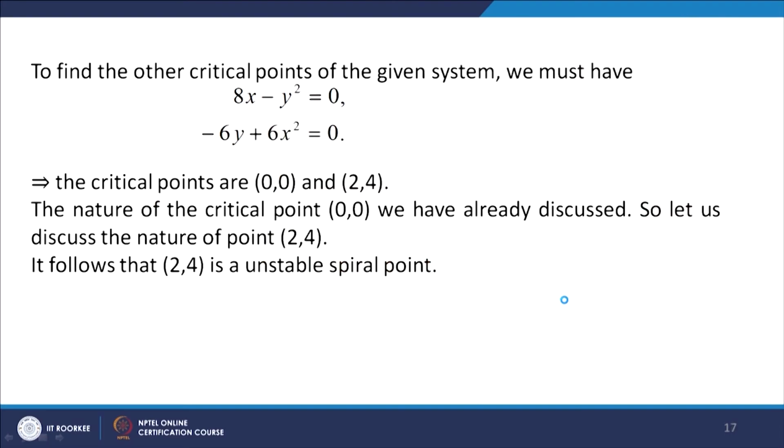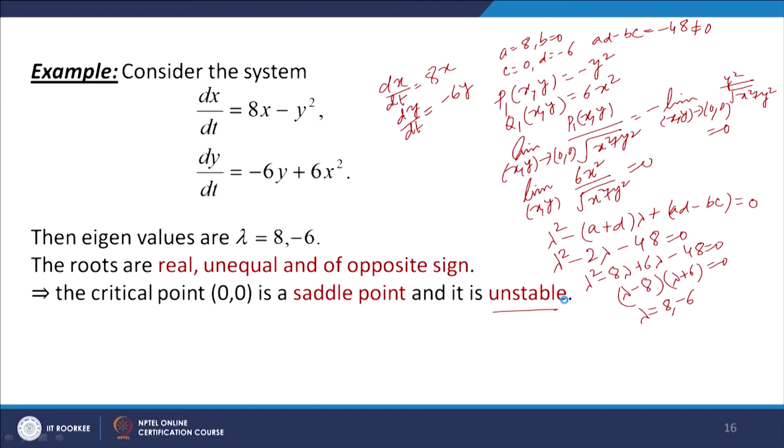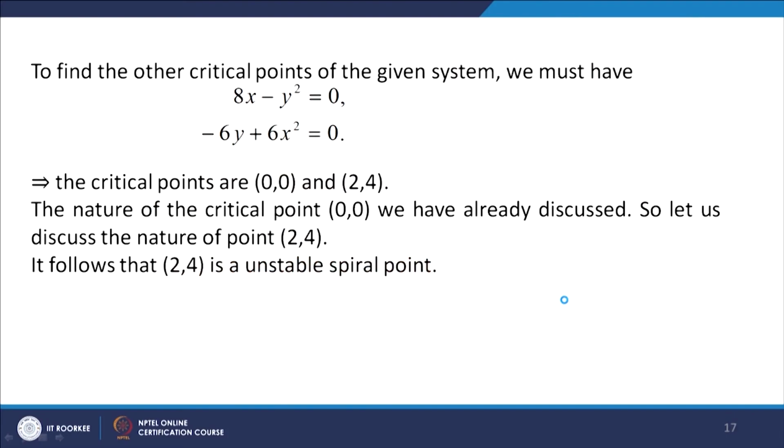For that, as we know, the critical points of a system are given by dx/dt = P(x, y) = 0 and dy/dt = Q(x, y) = 0. So, we shall have 8x − y² = 0 and −6y + 6x² = 0. This will give you y² = 8x and here x² = y.